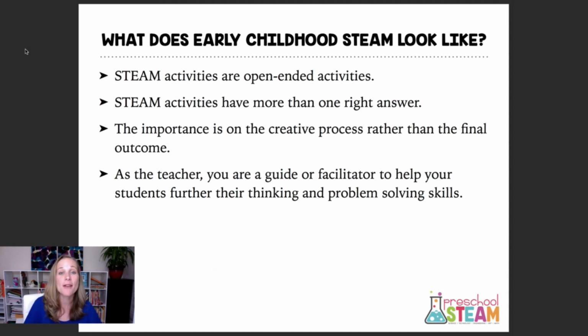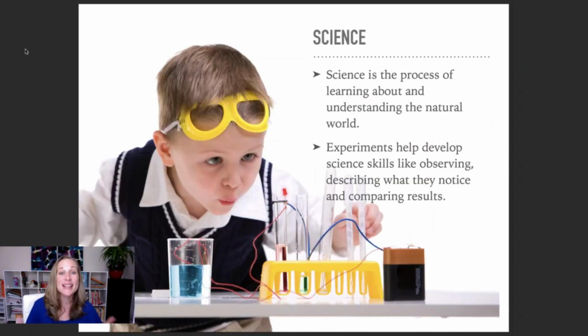Okay, so right now though, I'm going to go through the different disciplines just to give a little background knowledge for you. So let's start with science. Science is the process of learning about and understanding the natural world. And this is where we can use experiments to help develop those science skills like observing and describing what they notice and comparing results. So science at the early childhood level, they are just beginning to develop these skills.